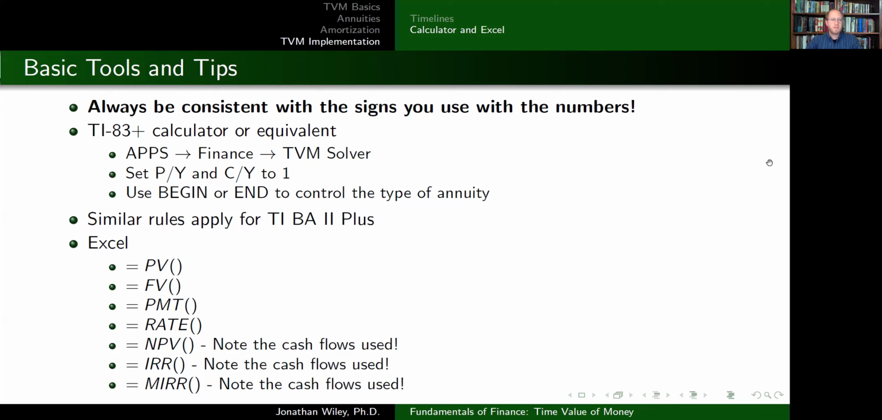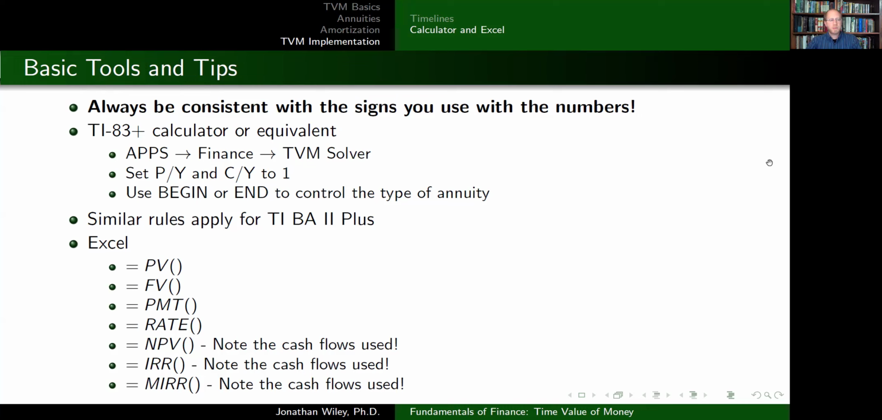So you could use that function to find the payment on a mortgage. So if you go back to the prior video with the amortization example, equals PMT was how you could find the payment for that mortgage. Equals rate would be how you'd find the interest rate that applies to a situation. So if you had a present value and a future value and a series of payments, you could use the rate function to find the rate that applied there.